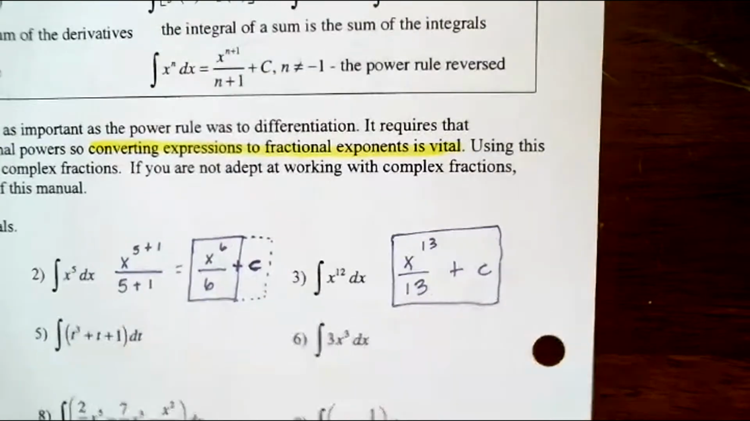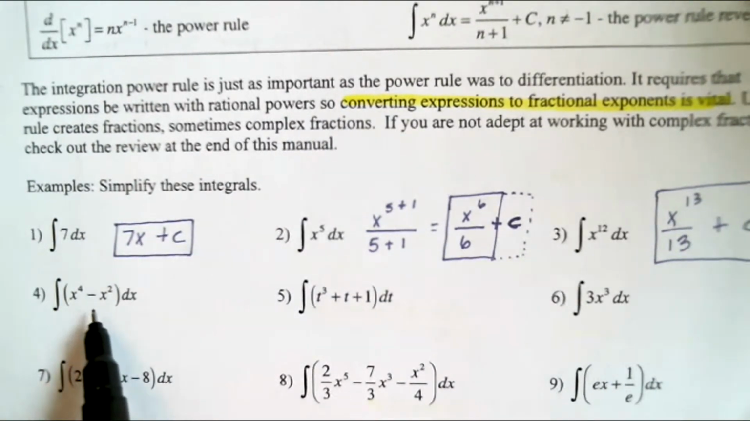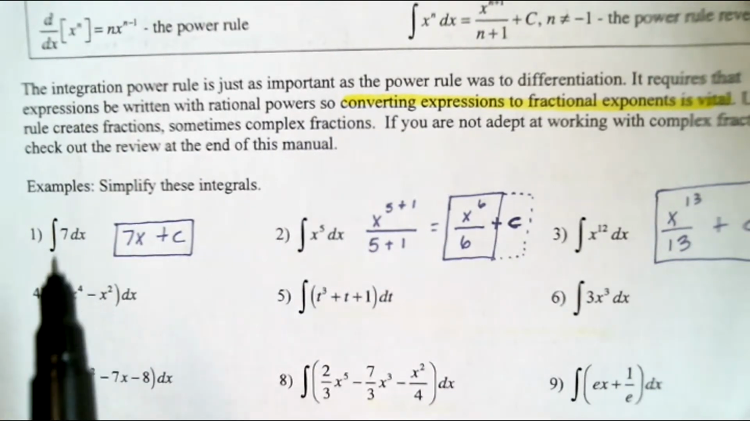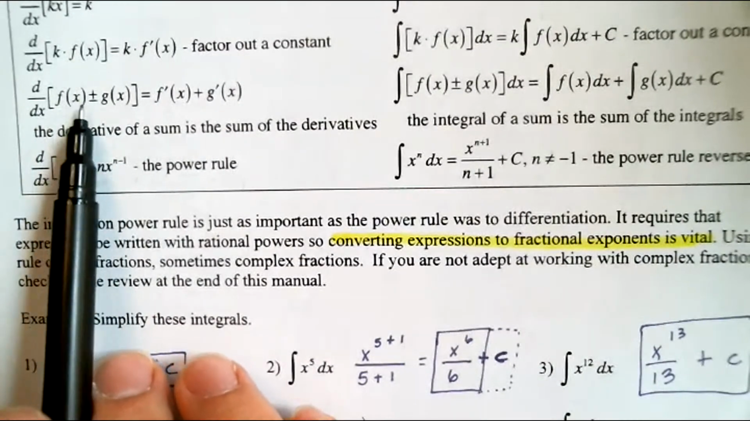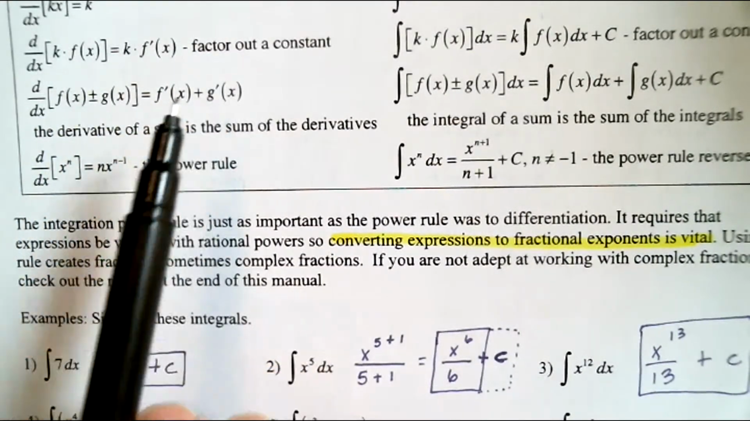All right, looking at number 4. So number 4 is x to the 4th minus x squared. Now, again, that would be my addition subtraction here, okay? And I just derived the left and the right.